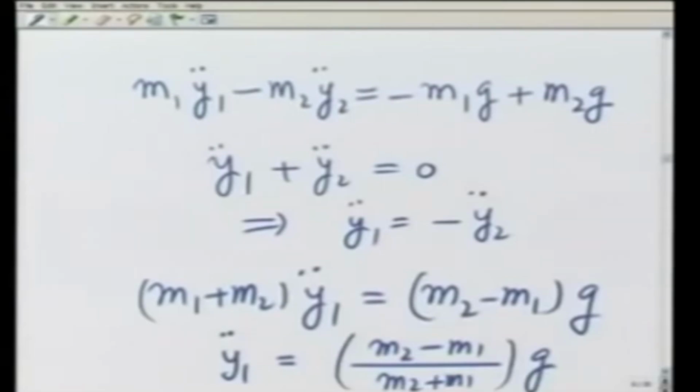If m2 is heavier than m1, then y1 double dot is up, and that is precisely what I am getting. You see, I did not make any assumption about m1 or m2 being lighter or heavier and things like those. The results automatically popped up.